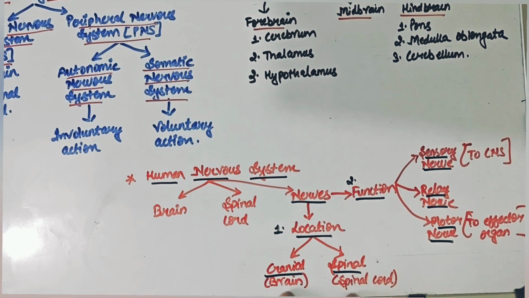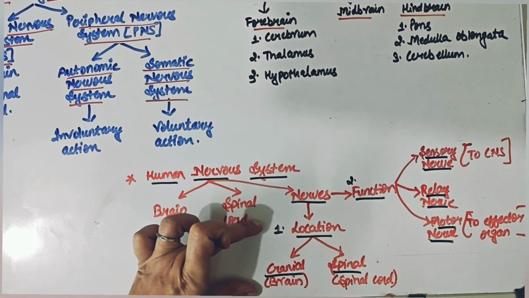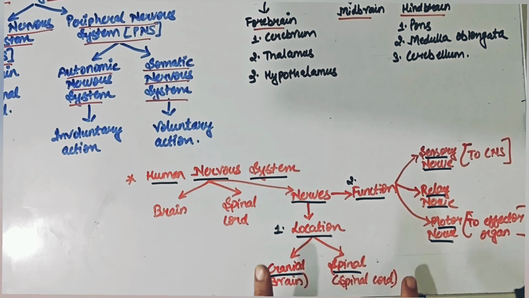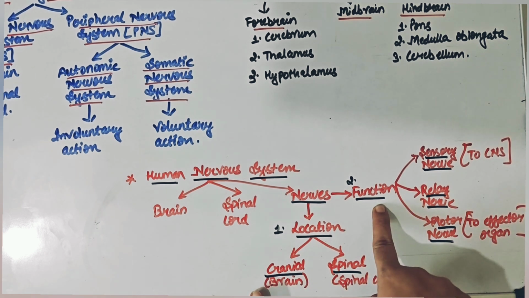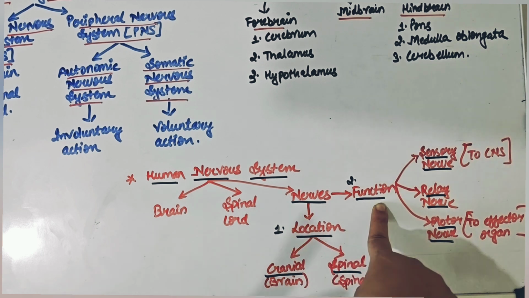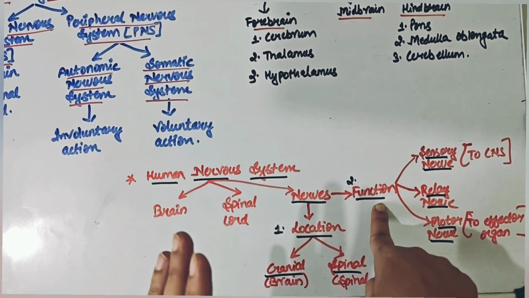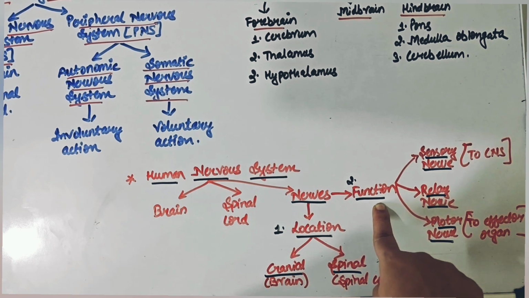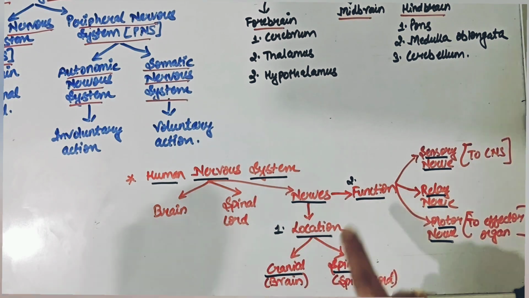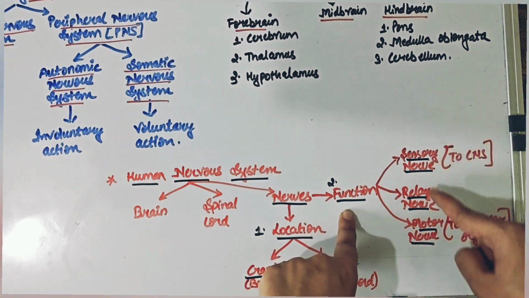I hope you can figure out the difference between the two. Cranial nerves are the ones originating from the brain, and spinal nerves are the nerves originating from the spinal cord. So based on location, or their point of origination, we have two different types of nerves, cranial nerves and spinal nerves. Now based on function, like what functionality they are performing, mainly which part of the body they are getting messages from, or to which part of the body they are sending messages, there are three different types of nerves.